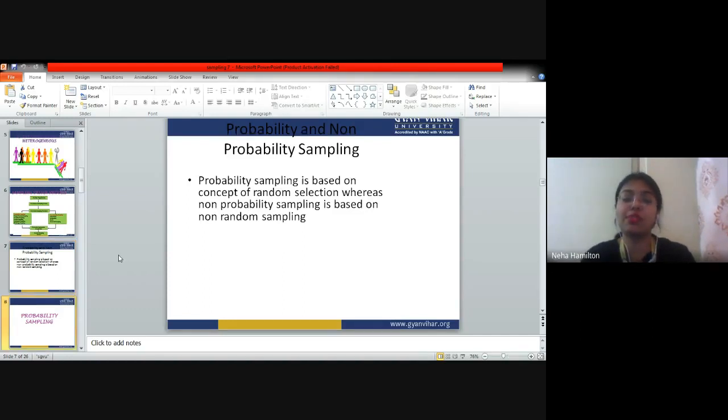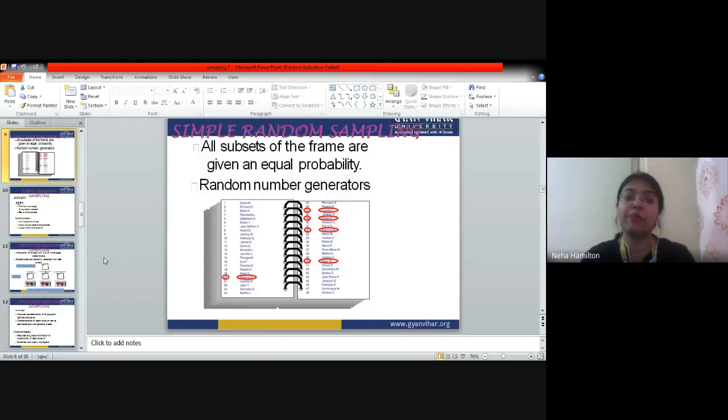Okay. Now let's move to the specific types of probability sampling. In probability sampling, we have studied simple random sampling. In simple random sampling, you can see that this is like a telephone directory that you are seeing on your slide right now. If this is a telephone directory, the red circles are the part of the sample that we are going to choose, right?